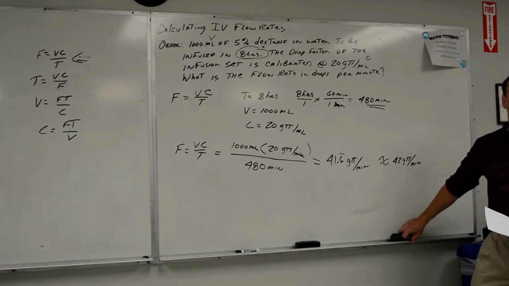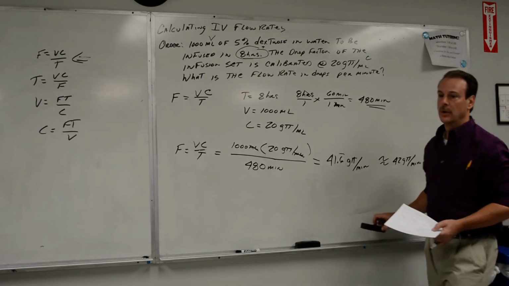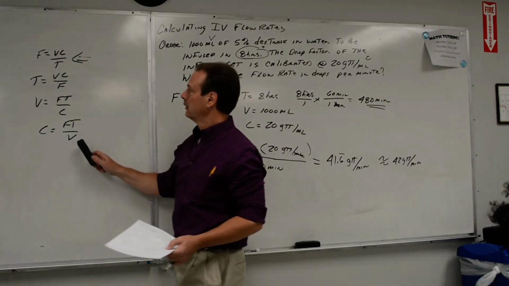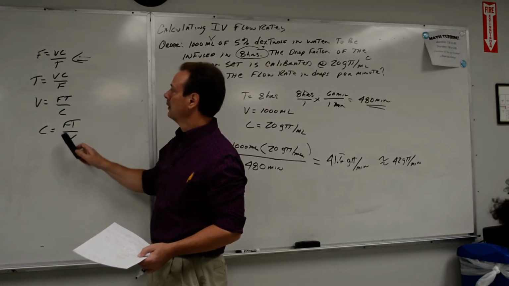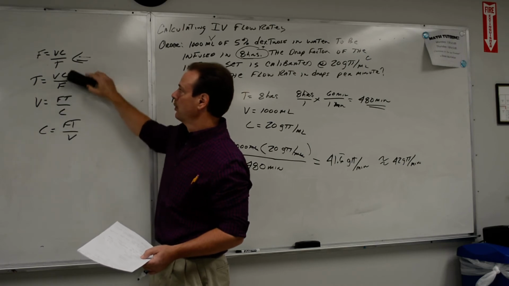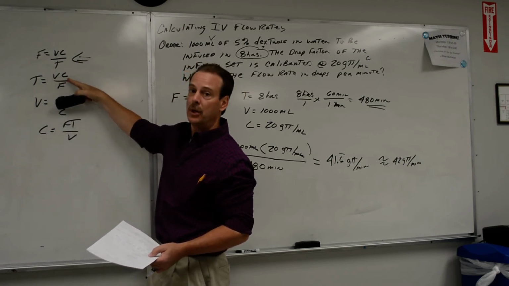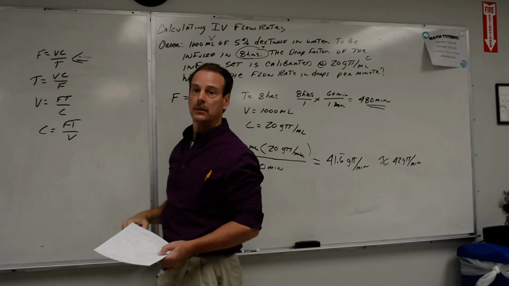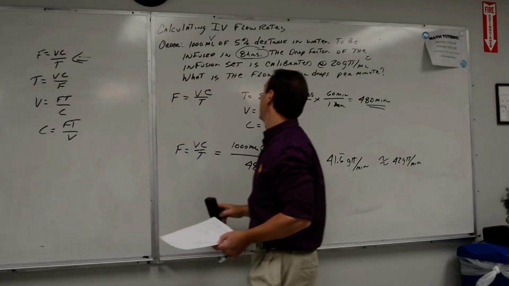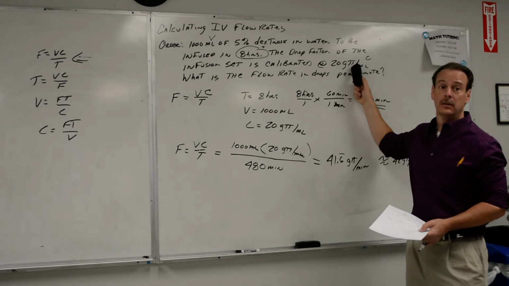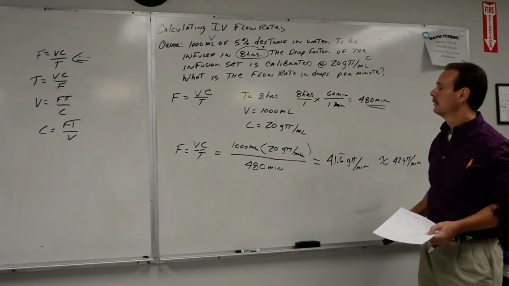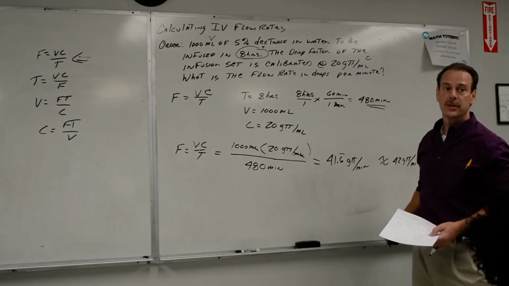What is VT? Which one? This one? VC. That's volume times calibration. The calibration is in drops per milliliter. Does that make sense?